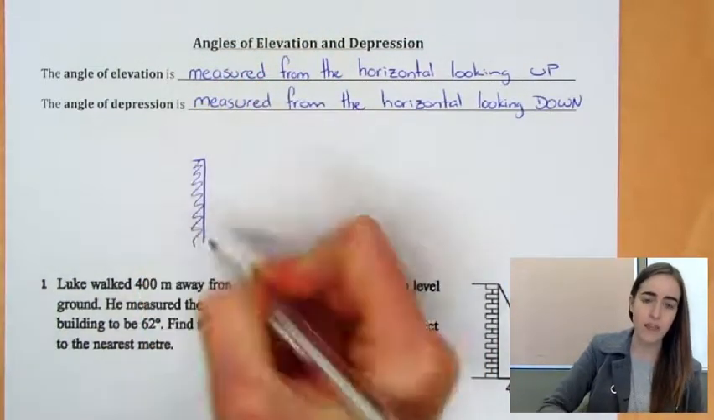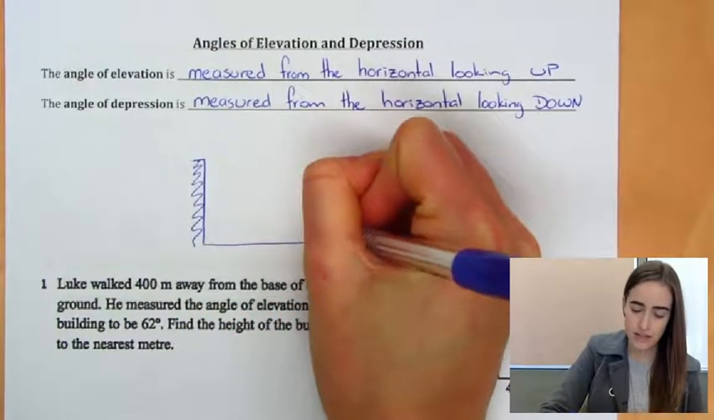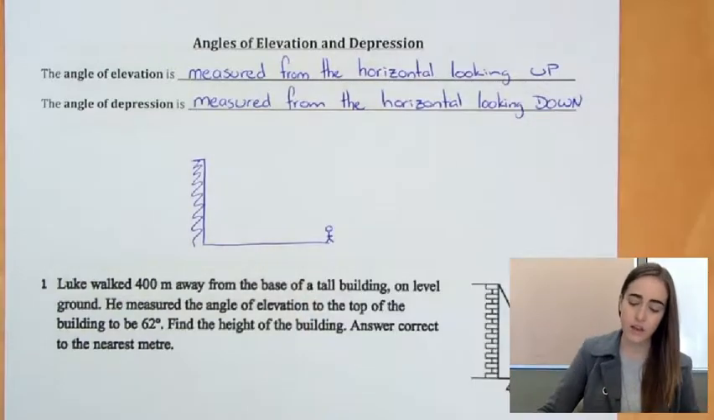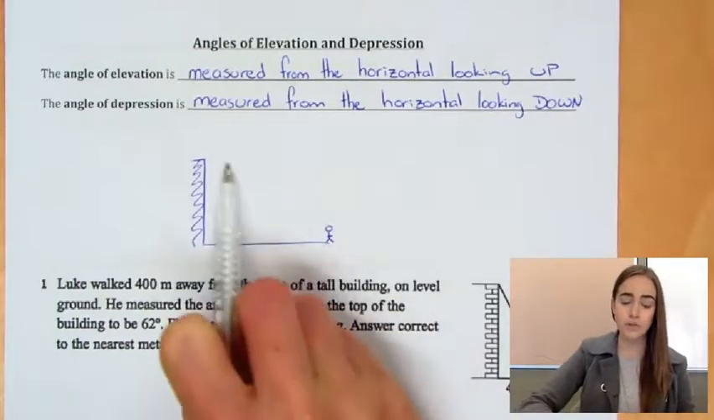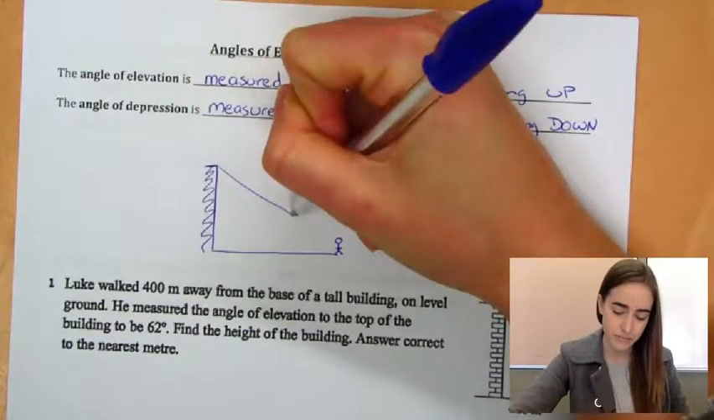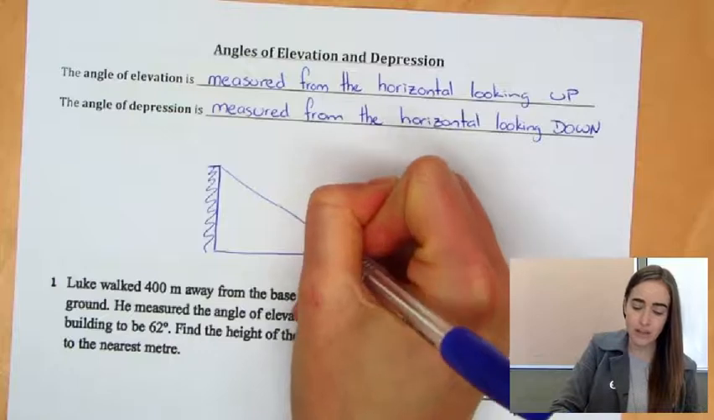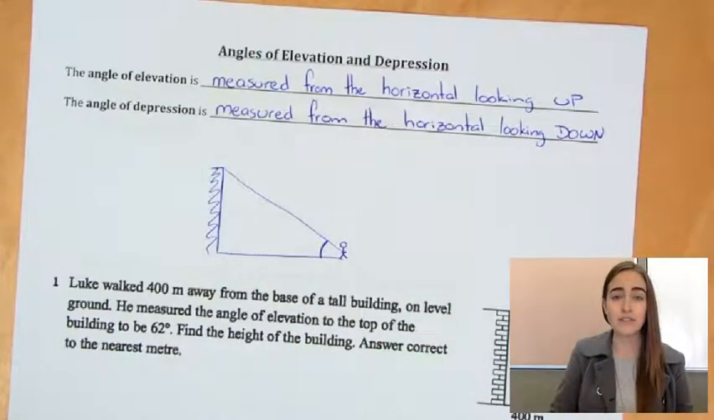So what that looks like is if you imagine a big skyscraper, this is a building here, and there's somebody on the ground. So they're standing a little bit away from the building. If they're looking up towards the top of the building, so let's draw a line down there, that angle that they're looking up, that's our angle of elevation.